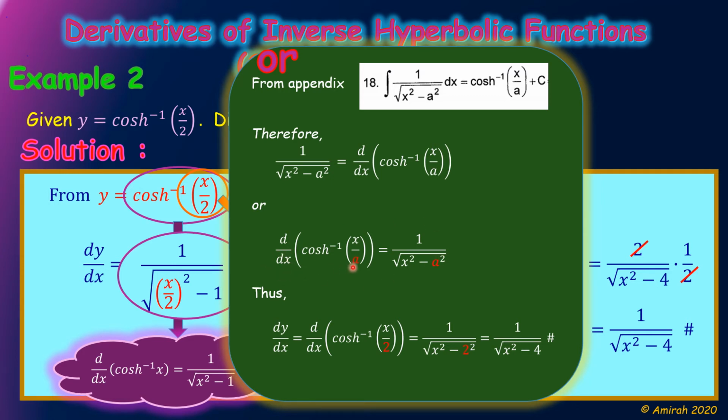Now, our a is 2, and the formula is here. Meaning that when we differentiate inverse cos x over 2, we replace a by 2, the answer should be 1 over square root of x squared minus 2 squared. And then we simplify, so we have 1 over square root of x squared minus 4. This is the alternative method when we have a fraction inside inverse cos here. Okay, got it?